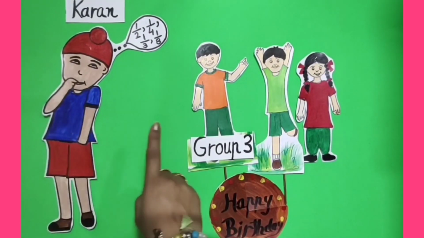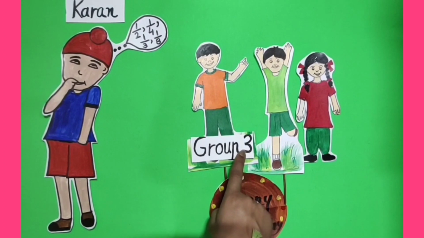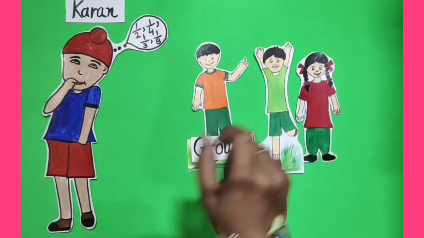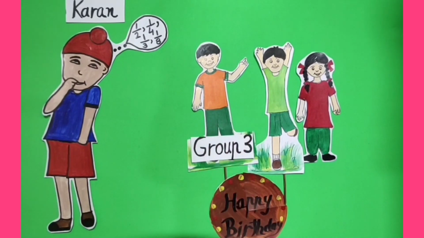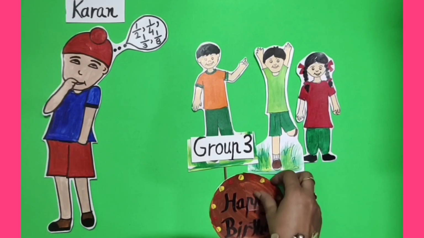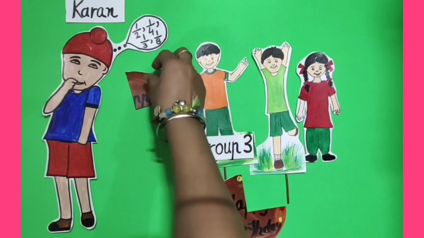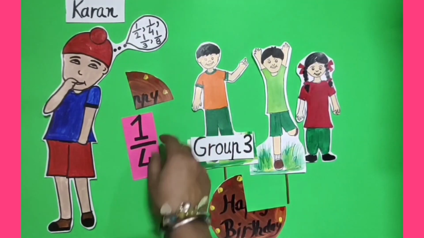Karan thinks if he joins group number 3, there are already 3 children in the group. Including him, there will be 4 children in the group, and the cake will be divided into 4 equal parts. So he will get 1/4 of the cake.